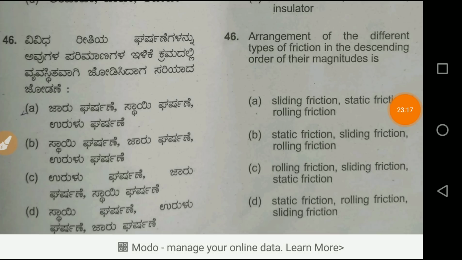Arrangement of the different types of friction in the descending order of their magnitude is: sliding friction, static friction, rolling friction. Now, static friction is the highest compared to sliding friction. Therefore, static friction first, then sliding friction, then rolling friction. Therefore, B is the right answer.